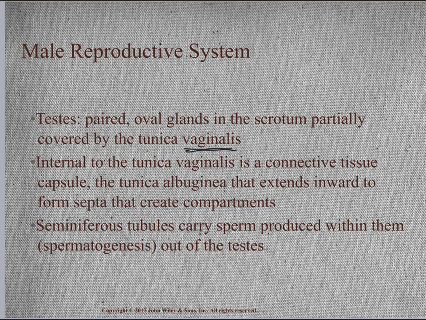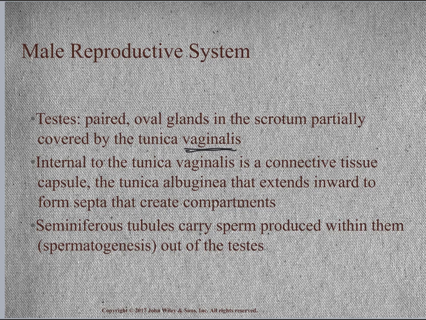So if we think about the testes, we say, well, what is the testes homologous to? Well, that would be the ovaries in the female reproductive system. So both male and female have the same connective tissue coverings, and they are named the same thing, which is why you see some alignment in the terminology. So we are, again, paired oval glands covered by this tunica vaginalis. It is internal, so we have another layer internal to that tunica vaginalis. It's another connective tissue layer, and it's called the tunica albuginea.